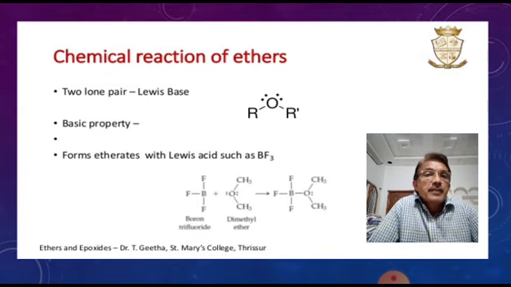Like ammonia is a base, similarly ethers may also be considered as bases. Ethers form etherates with Lewis acids such as BF3. What is BF3? Boron trifluoride. Boron trifluoride is a Lewis acid. Why? Because the B atom has an empty 2p orbital. It can accept a lone pair of electrons from any other molecule and can form a coordinate covalent bond. Therefore, BF3 may act as a Lewis acid.